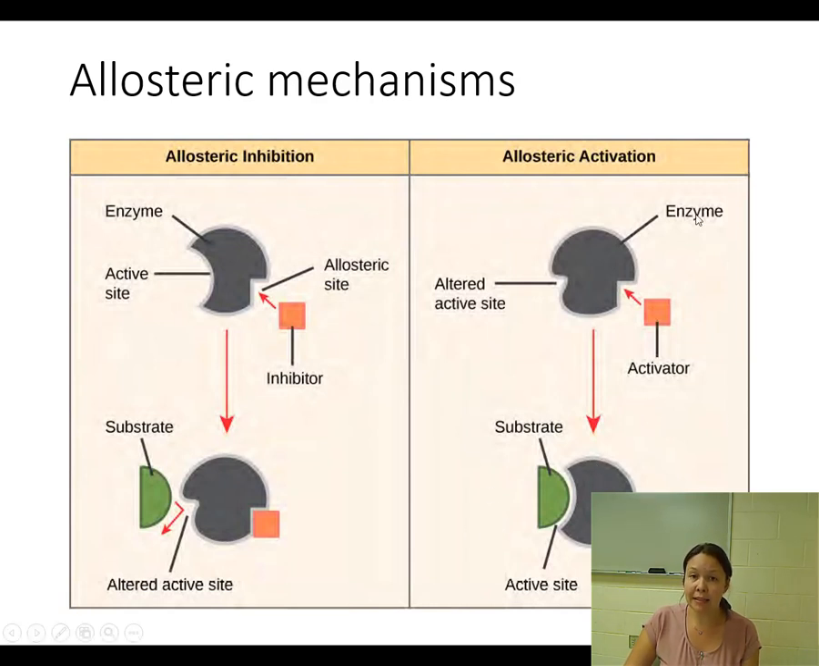Now, if we want to reactivate that site, we can look over here on the right-hand side of this picture, and it shows allosteric activation. So the inhibitor leaves, and an activator comes in, binds to that site, because that active site is still closed. So an activator binds to the allosteric site. The enzyme is able to open back up again, and the substrate can bind. And some enzymes function in this way. Other enzymes function in competitive inhibition. So it really just depends on what the enzyme is and what the substrates are.